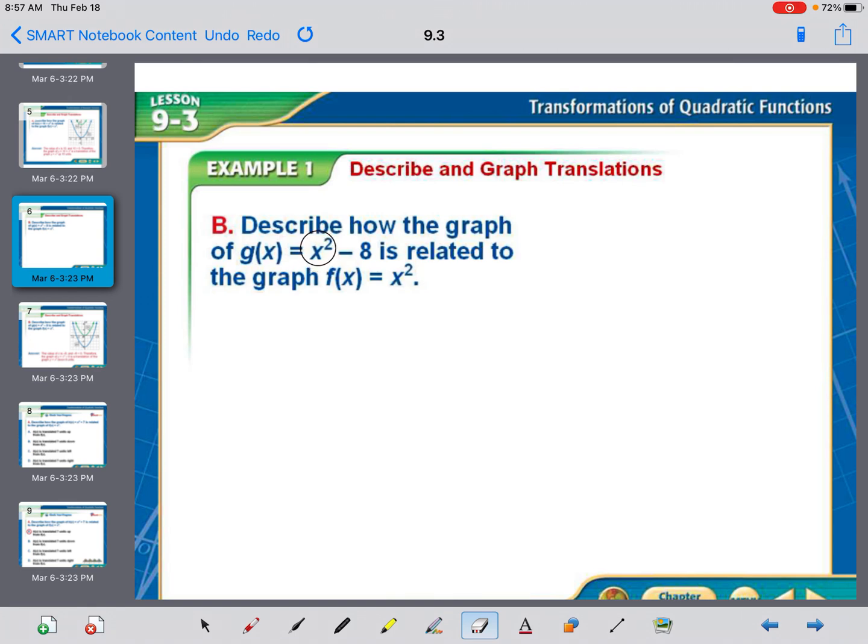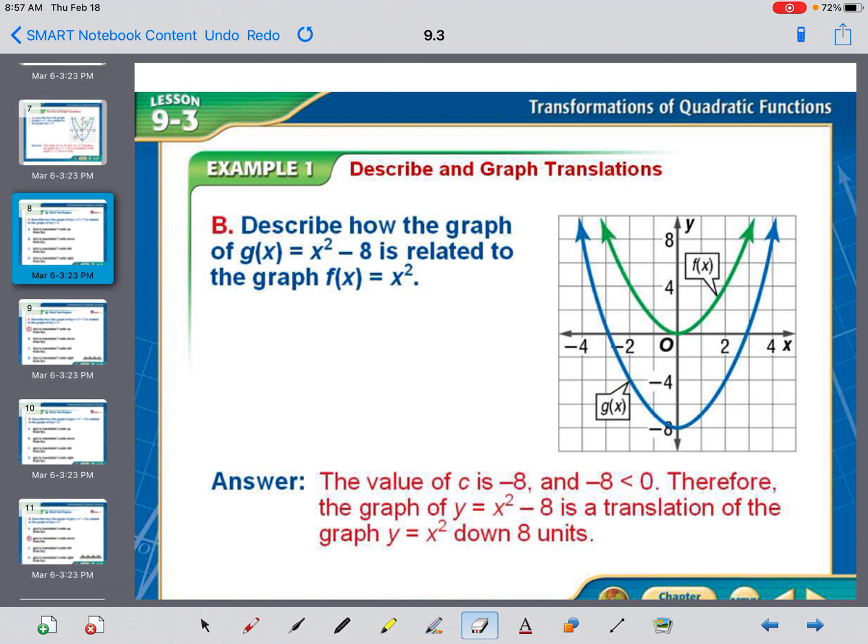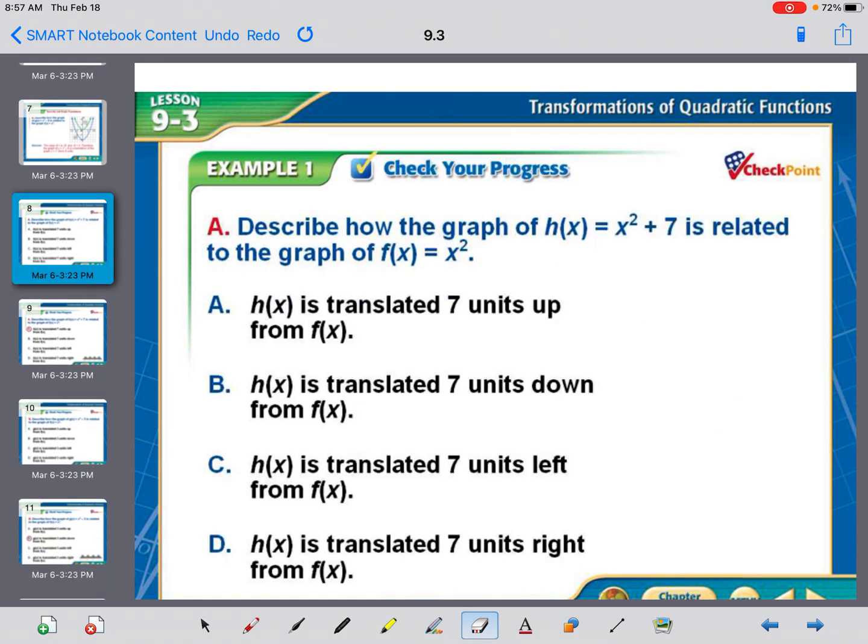So what happens here? This is your parent, your basic one, and you're going to move down 8. So here's your parent, your basic one, and you can see everything's moved down 8. The 0, 0 goes to 0, negative 8. The 2, 4 goes down 8 to 2, negative 4. Same thing for over here on the other side. So it's going to be translated down 8 units. Why? Because you're subtracting 8. So that should make some sense.